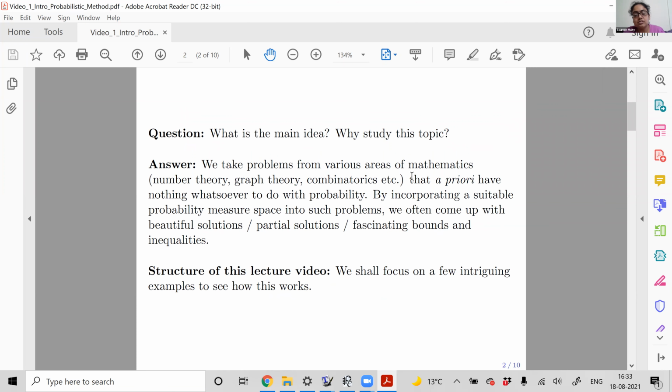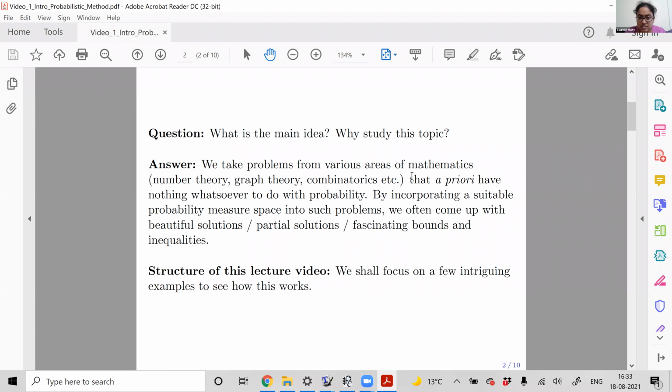What is this topic all about? Basically the idea is that you take a problem that comes from one of the many areas of mathematics. It could be from graph theory, combinatorics, number theory, or other areas as well, computer science included. And the problem a priori does not really have anything to do with probability. It does not involve any randomness whatsoever. But what we tend to do, if it's at all possible, is incorporate a suitable probability measure space into such problems, sort of like injecting probability into them.